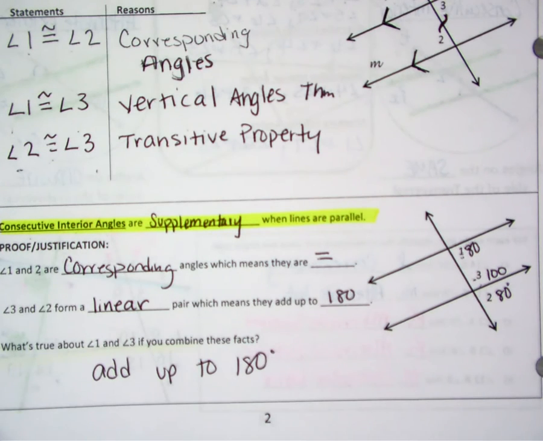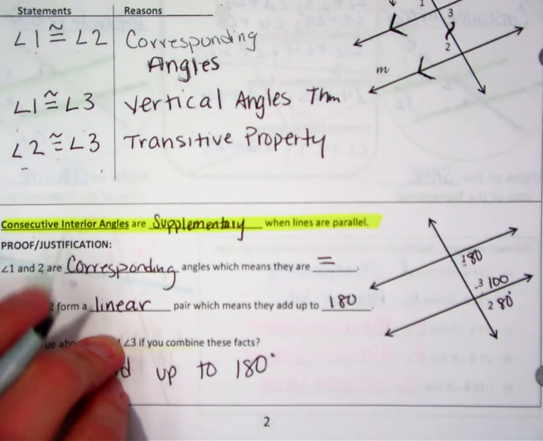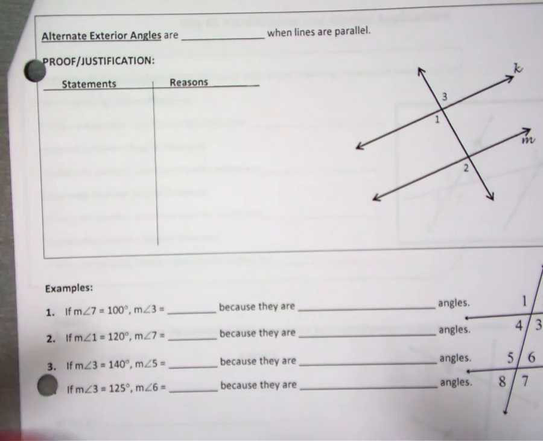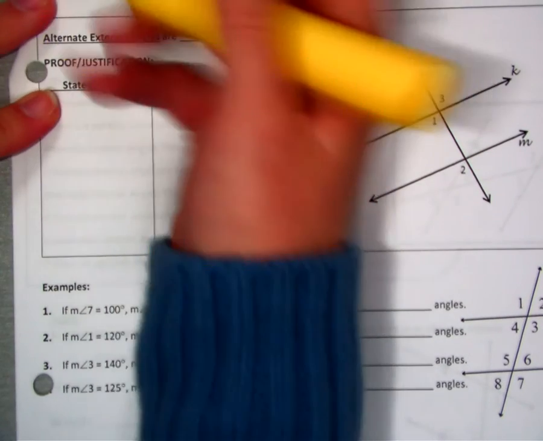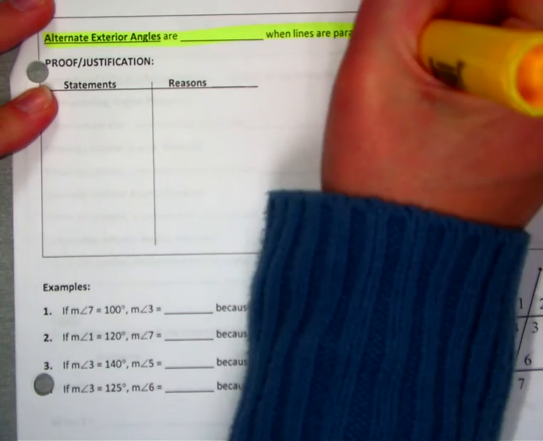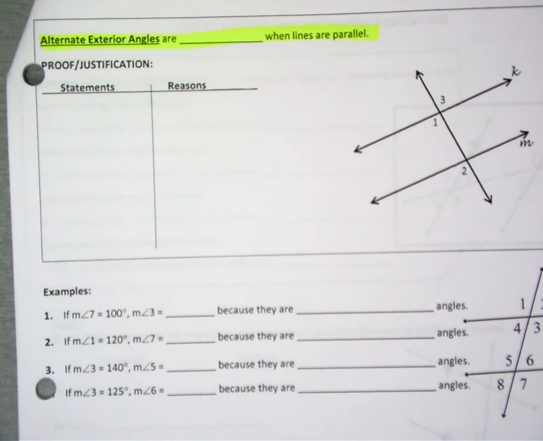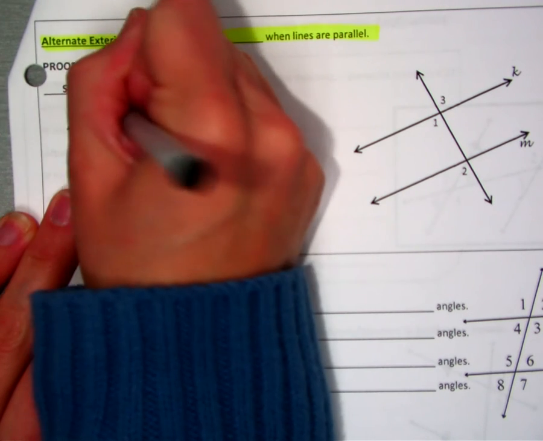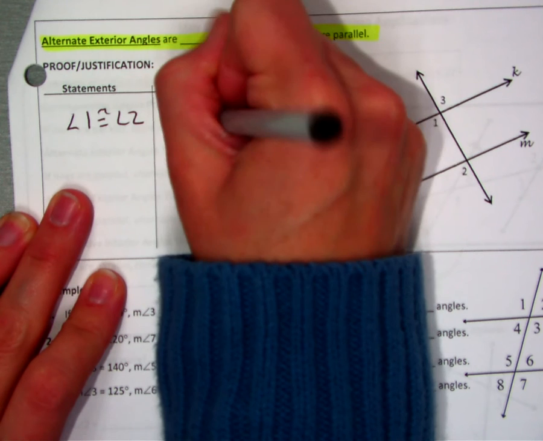Okay, last page. Okay, so this one is very similar, alternate exterior angles. So I'll run through this a little bit faster than we did on the last one. In the picture, again, angles 1 and 2 are corresponding. So I can say angle 1 is congruent to angle 2. Those are corresponding.